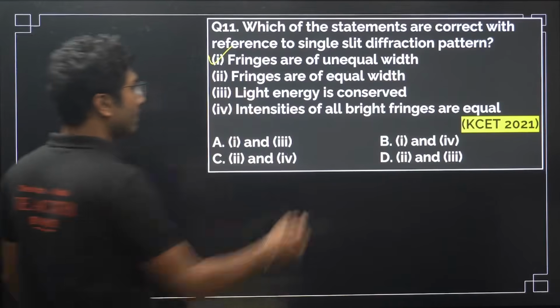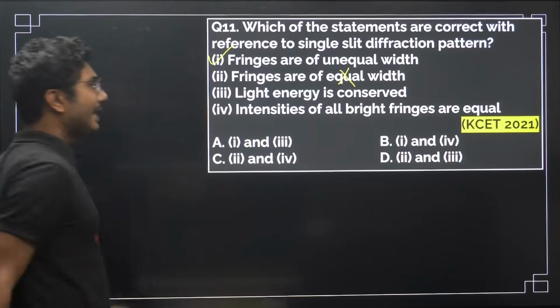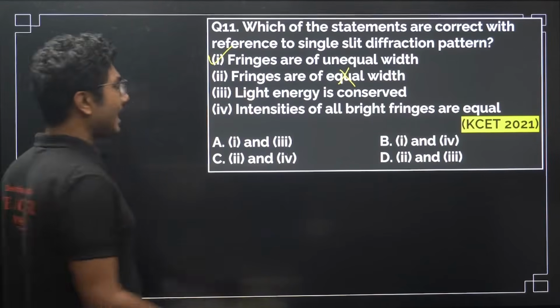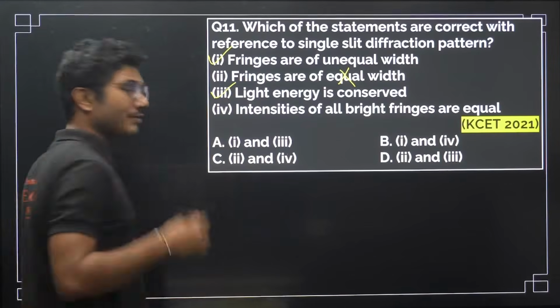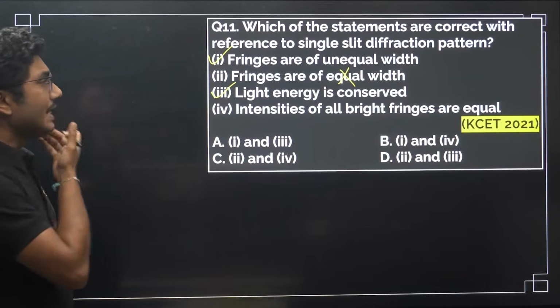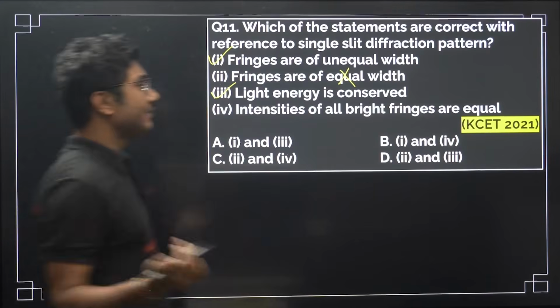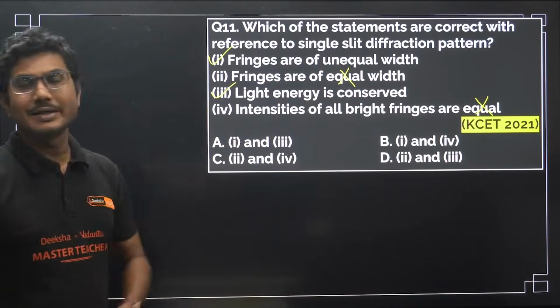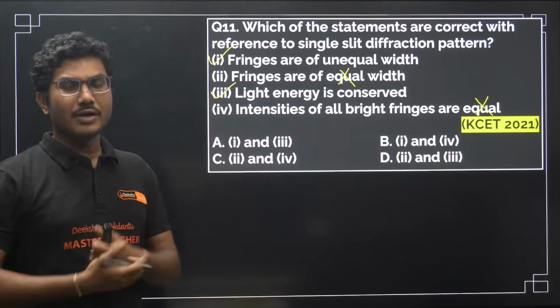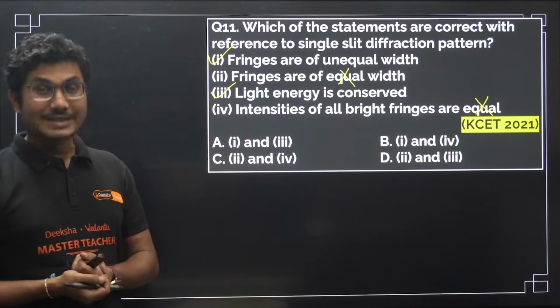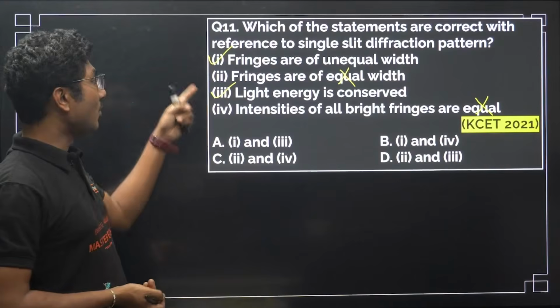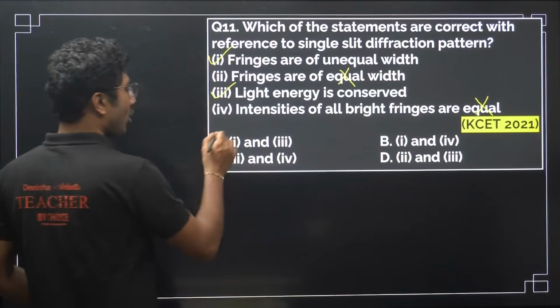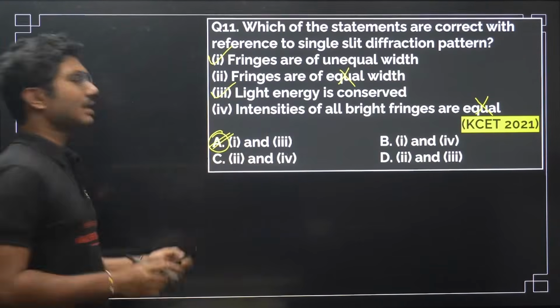Fringes are of equal width, obviously not correct. Light energy is conserved, so light energy is conserved in case of diffraction or in interference. Intensities of all bright fringes are equal? No, the central bright fringe is maximum in brightness, and as you move away from the central brightness, the intensity decreases. So only 1 and 3 are correct.